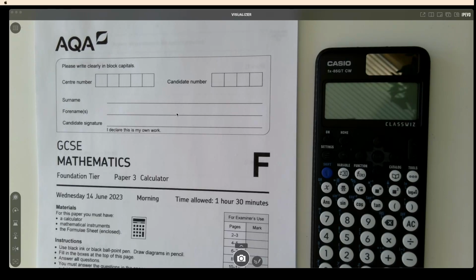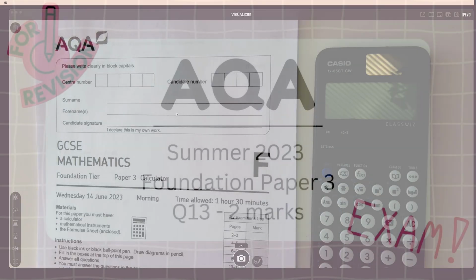A little disclaimer: there may be more than one way to answer a question. The methods shown in this video are not the only way some mathematical skills can be applied. Okay, let's get started.